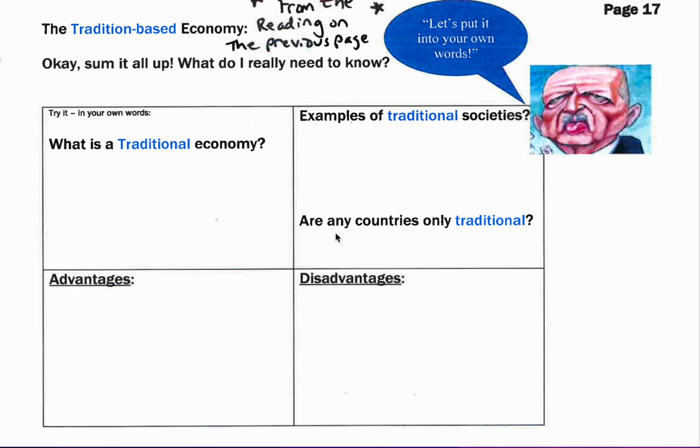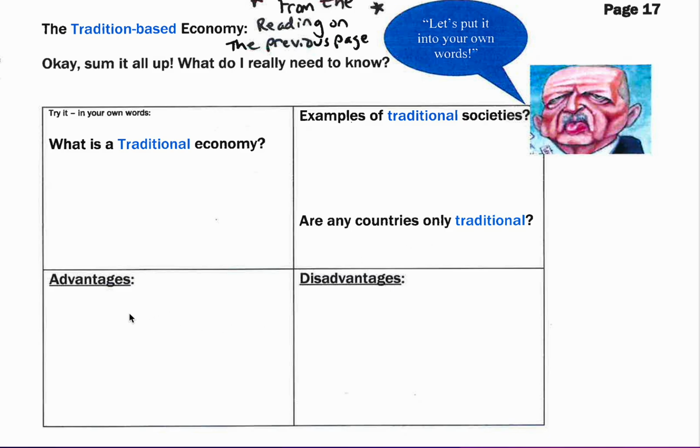Now, one thing here, it says, are there any countries that are just a traditional economy? No. No way. A country that existed only by tradition and doing things the way they've been doing them would be very backwards, would be very weak, and would have fallen long ago. So no country has a traditional economy. Instead, there are people inside some countries that live a traditional way of life.